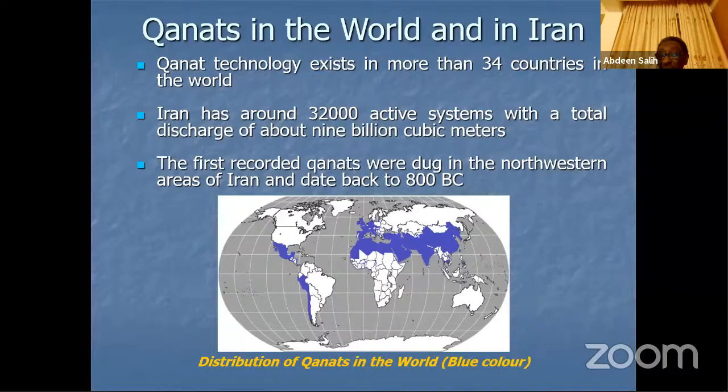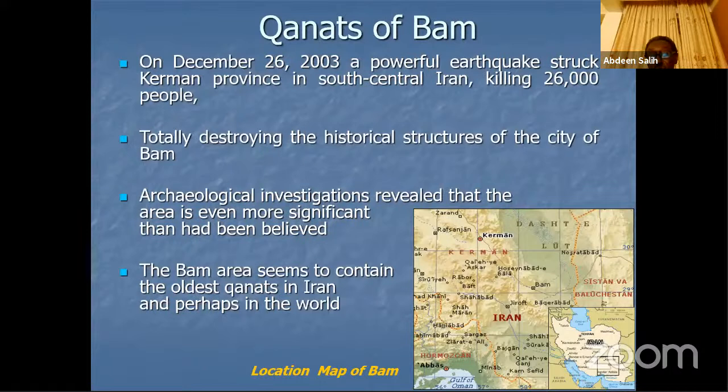The first recorded Qanats were in the northern area of Iran and date back to 800 years before Christ. But of course, the reason I became interested in Qanat was on December 26, 2003, when a powerful earthquake struck Kerman province in south central Iran, killing 26,000 persons in one day, and totally destroying the historical structure of the city of Bam.